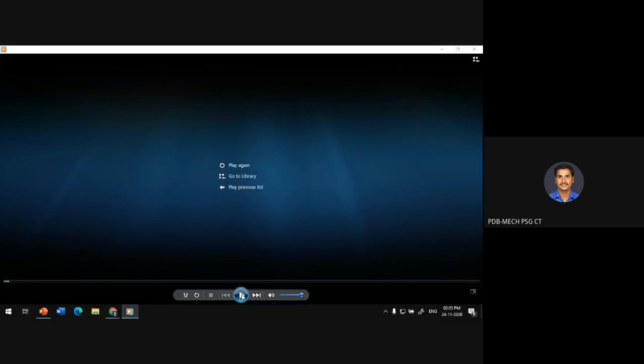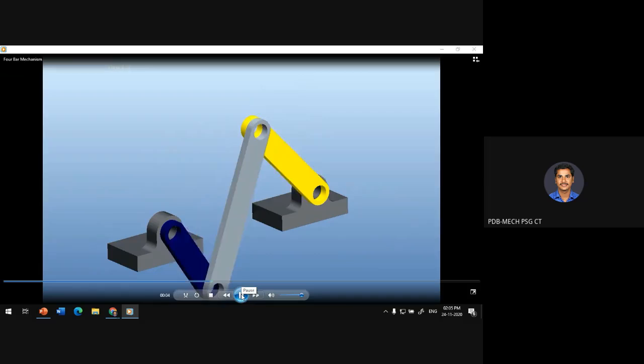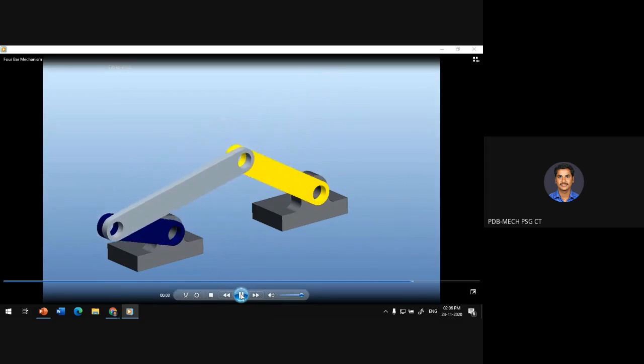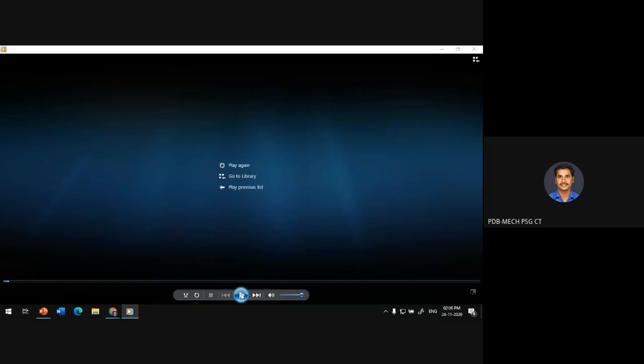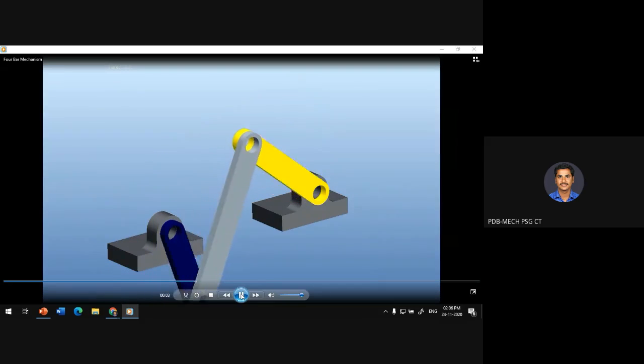Just oscillating, correct or not? So less than 180 degree, or 90 degree, whatever it may be, it is just oscillating. It's not making continuous rotation. It is just oscillating. That's why it is called a rocker. It is called a rocker. So it only does rocking action, oscillating action.